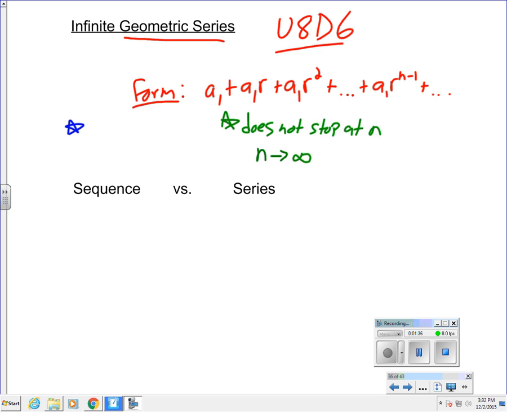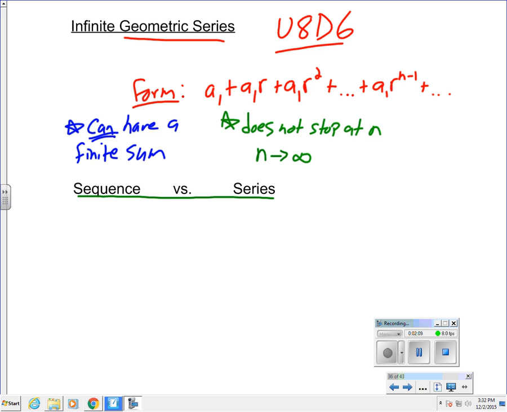So what we're going to look at today is, even though we're adding infinitely many terms here, sometimes this will have a finite sum. There are special cases where we can add up infinitely many numbers that will add up to a finite sum. And that's what we're going to look at today. And to point out, we've been using these terms in our last two videos. I want to go through the difference real quick between a sequence and a series.